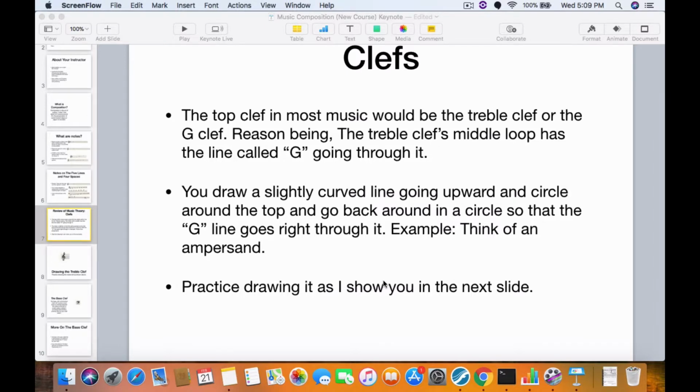So I'm going to show you how to draw it in the next slide, and you're going to practice drawing it. Yes, there are going to be assignments in this course. This is one of them. So practice on your staff paper drawing this treble clef.